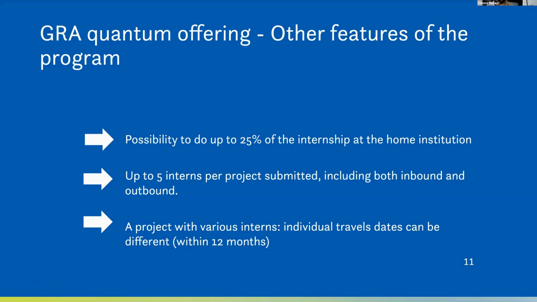Then the other feature that is interesting is up to 5 interns per project that can include both inbound and outbound mobility. And when you have a project with multiple interns, these interns can also travel at different times. So let's say you have a project with France, you have 3 interns in your project. You could send one intern to France to do a 20 weeks internship. That intern could work with the professor over there, potentially with other students. And then when their internship is done, they would come back to Canada.